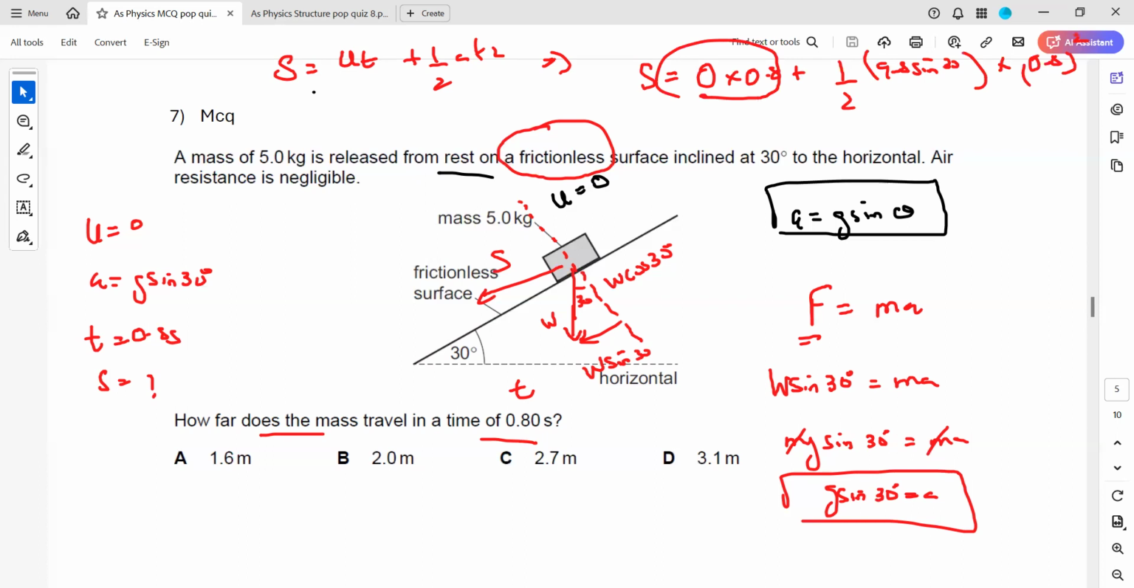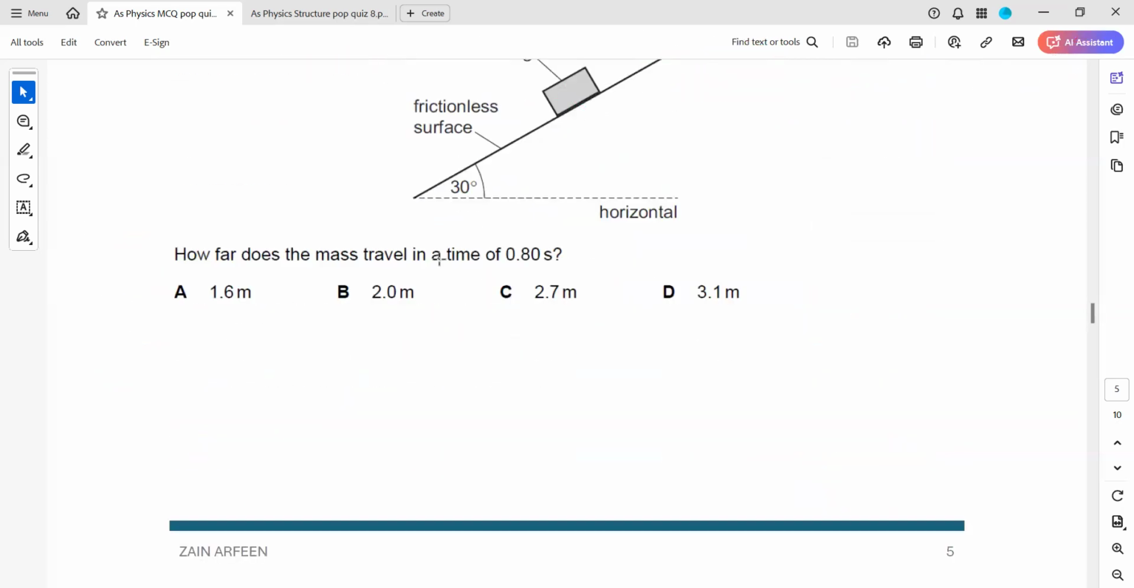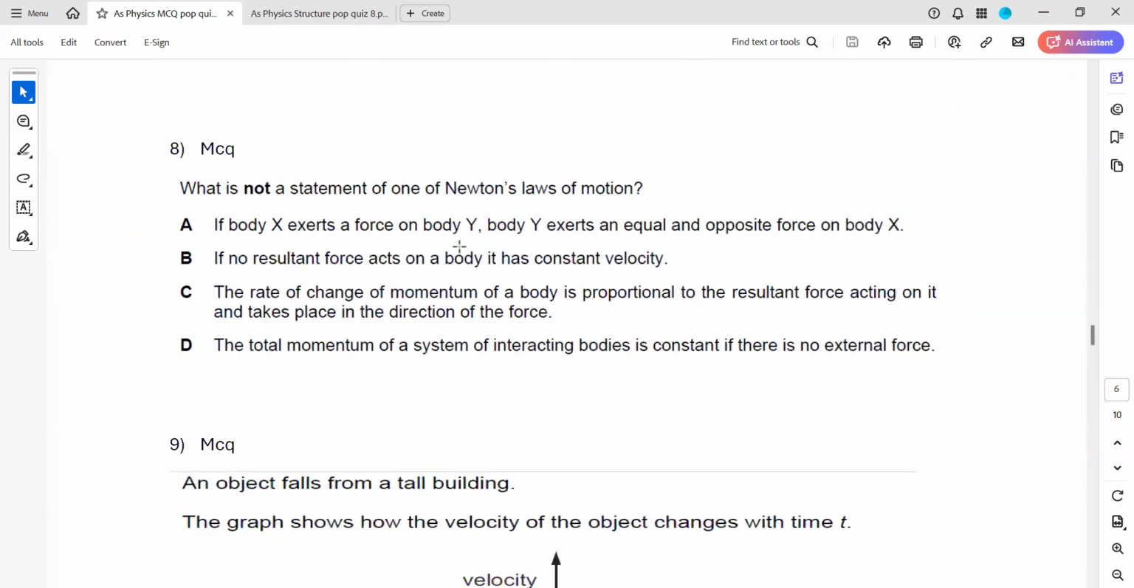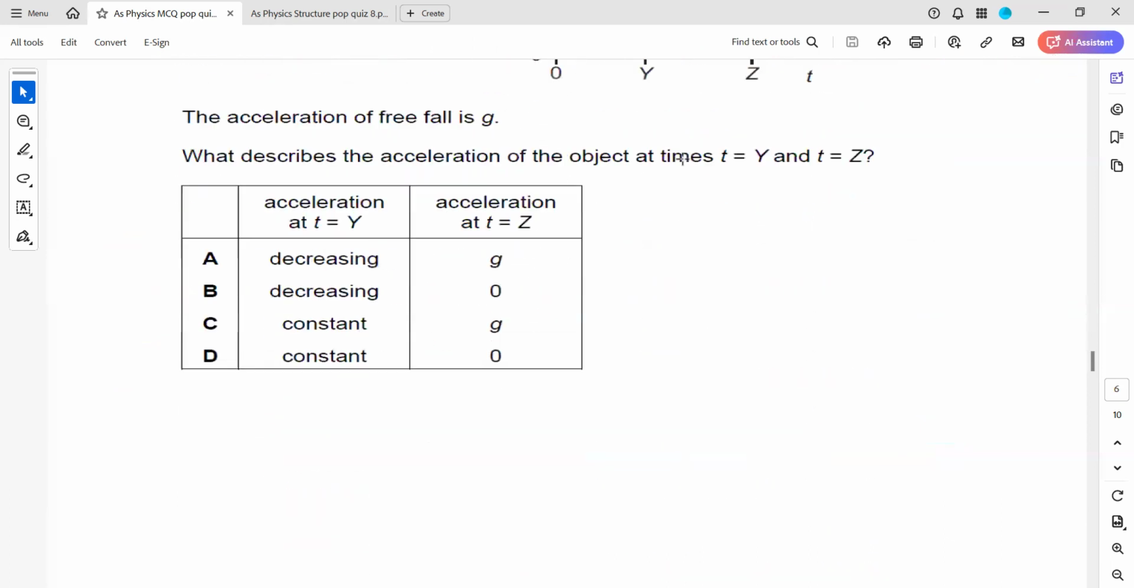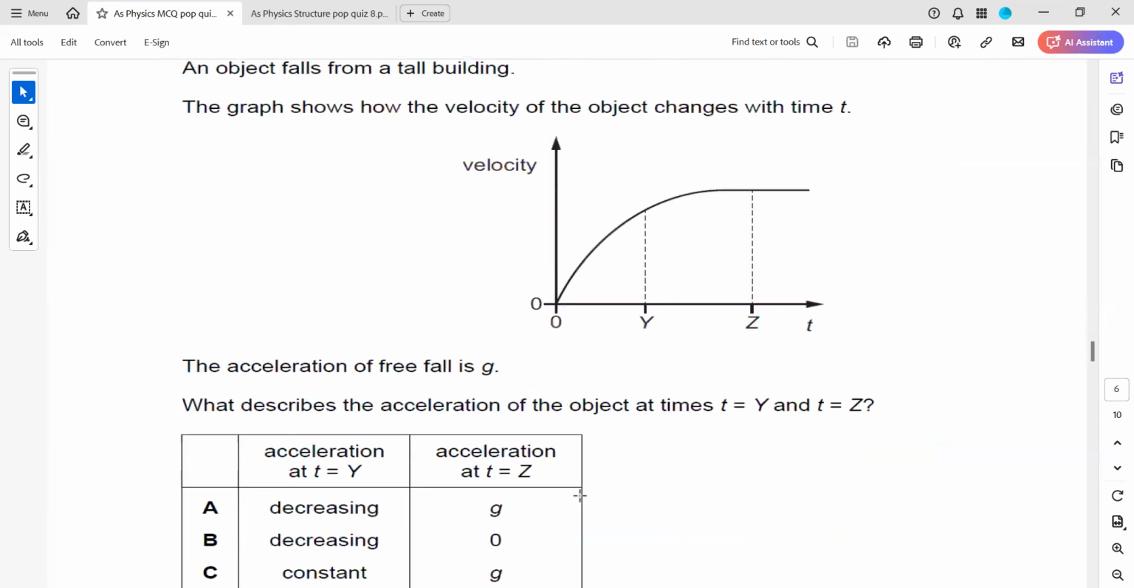Is it clear, this one? So A will be the right answer, yes. So on an inclined frictionless surface, acceleration is g sine theta. Question 8 or 9, any doubt? Question 8.